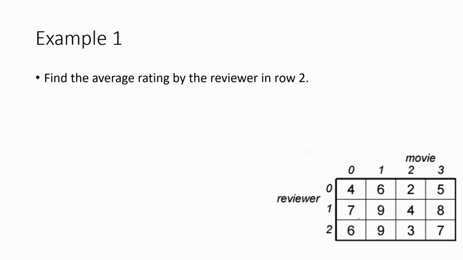Now this one, they want me to find the average rating by the reviewer in row 2. So they only want me to find the average of this row right here. Notice I'm not having to go through all of the rows. I'm only having to go through all of the columns. So I only need a for loop going through the columns.